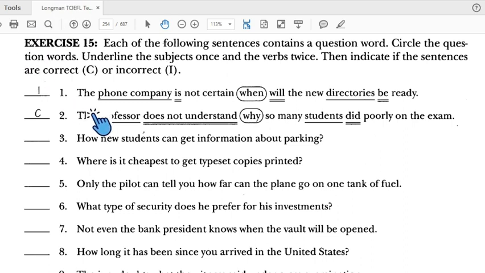Well, number 1, the phone company. Why is it incorrect here? Subject, verb. It is two clauses. It means there's a connector in the middle, and of course we need the subject first and then the modal. So the subject we have to put here, and the modal we have to put here. This way. Number 1 is incorrect.